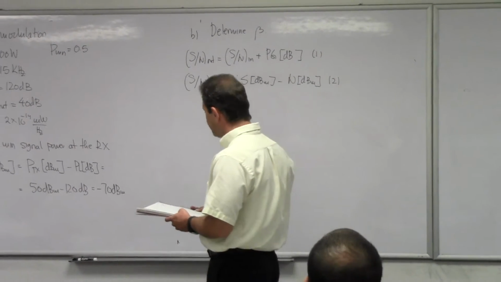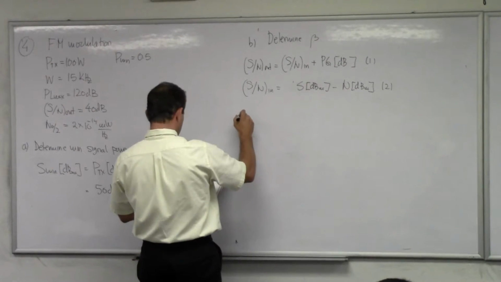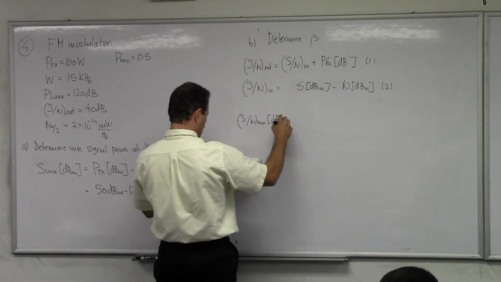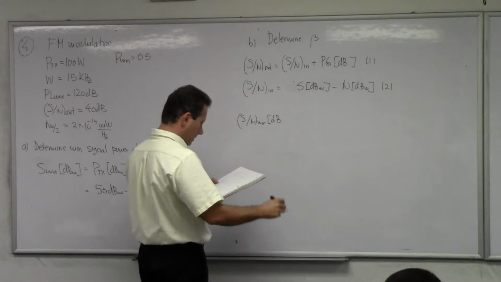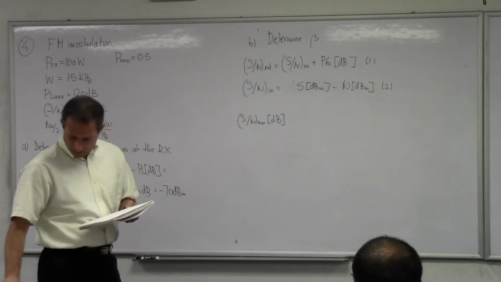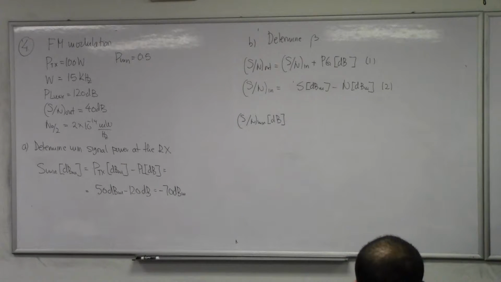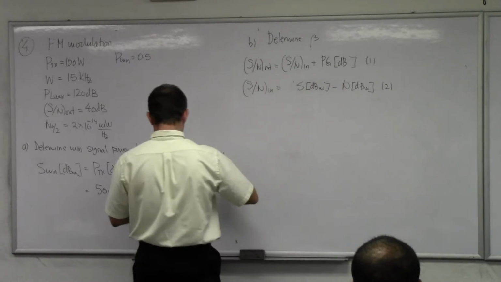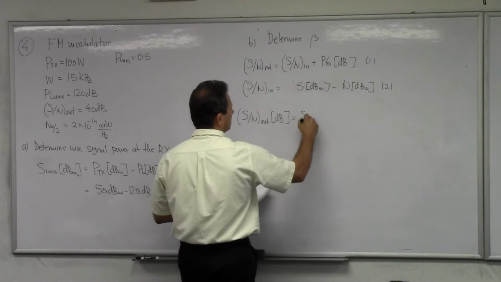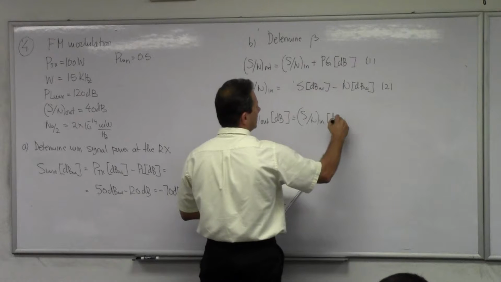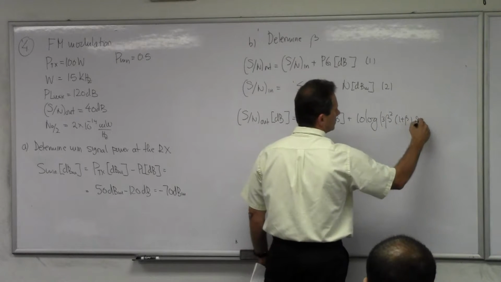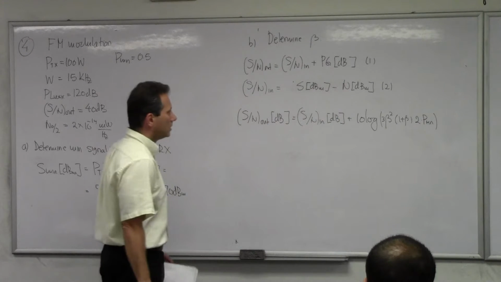So now if I look at the first relationship, I can express the signal to noise at the input in dB. Let me just follow what I have on the board. So signal to noise ratio at the output in dB is going to be whatever is the signal to noise ratio at the input expressed in dB, plus processing gain. The processing gain is 10 log of 3 beta squared times (1 plus beta) times 2 times the power of the message normalized. So that's the first equation that I have.